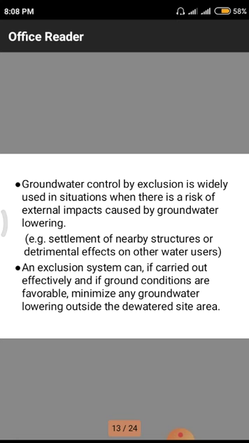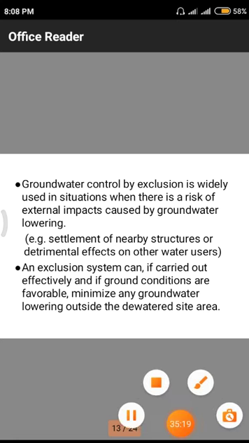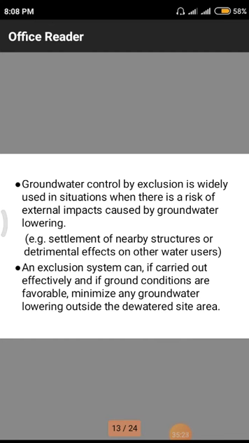Groundwater control by exclusion, in these widely used situations, also leads to a risk of external impacts caused by the groundwater lowering techniques. For example, settlement of nearby structures and detrimental effects on other water users. Settlement of nearby structures means, if our structure is located in an area by itself, there is no problem. But here the structure is surrounded by different structures.